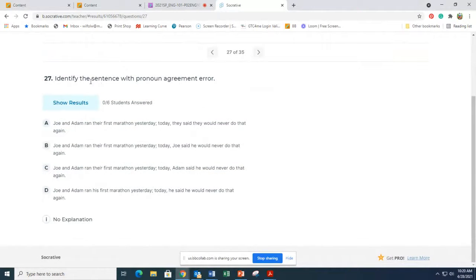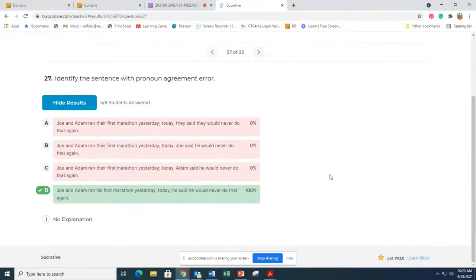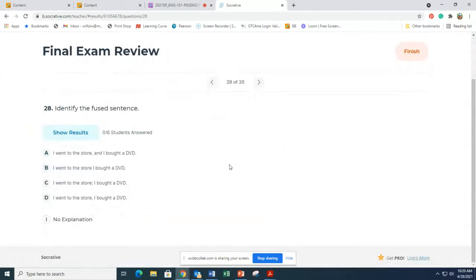You can do all of those things to fix a comma splice or a fused sentence. You have options. Okay, identify the sentence with a pronoun agreement error. Which one has the error? I know they look pretty similar. This is why I don't like multiple choice tests, because everything just starts to blur and look the same after a while. But not to you, because you got it. Yeah, so who's "he" in the situation? Joe or Adam, we don't know. So you could say "they said they would never do it." You could specify which guy, but you can't just say "he," because who's he?